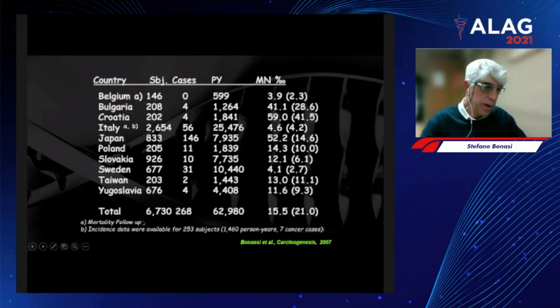The same results were replicated with micronuclei in human studies, and you see that the study group was a little smaller.